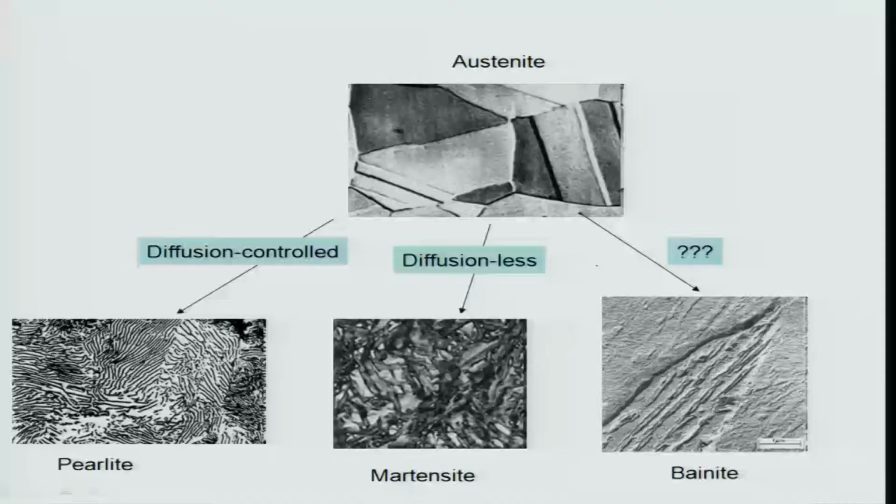Well, let me first tell you. So, we have discussed the diffusion controlled pearlite transformation and diffusionless martensite transformations. Now, we are discussing a transformation for which we do not know how this happens. This can happen in such a way that both these transformation mechanisms can work.